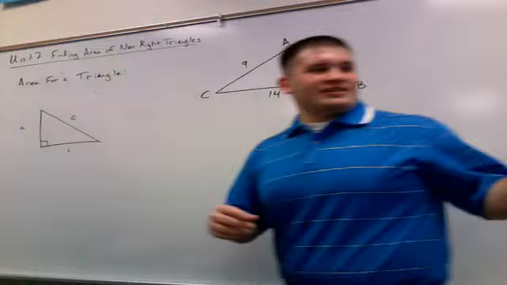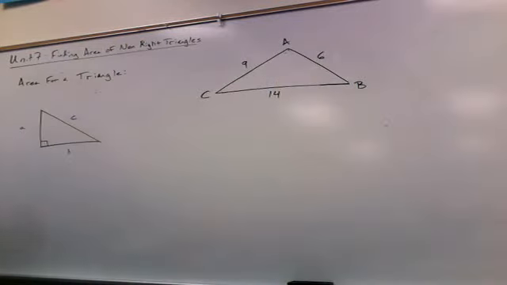All right, so Unit 7, find the area of non-right triangles. How do we find the area of a triangle? Base times height, not divided by 1/2, because that's like timesing by 2. Okay, base times height divided by 2.